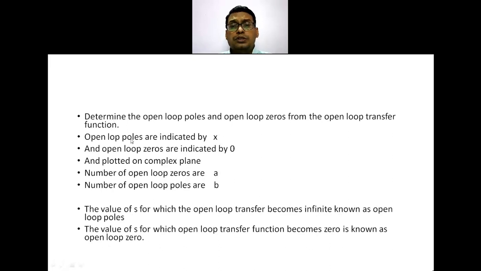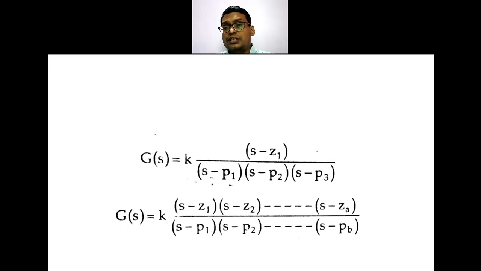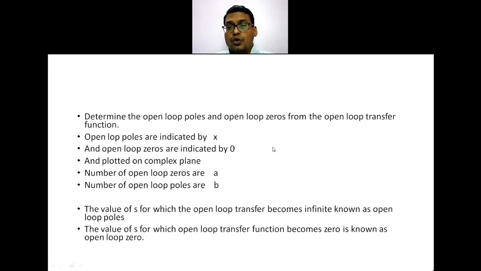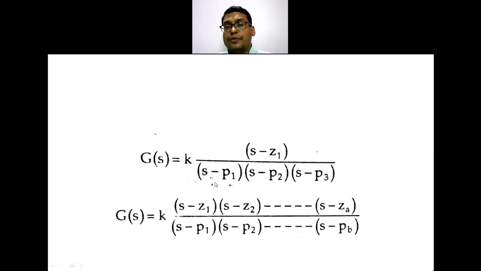Open loop poles are indicated by X and open loop zeros are indicated by 0. Then these are to be plotted on the complex plane. The number of open loop zeros is indicated by A, and the number of open loop poles is indicated by B. Now in this equation there is only one open loop zero, so A will have the value of 1, and there are three open loop poles.